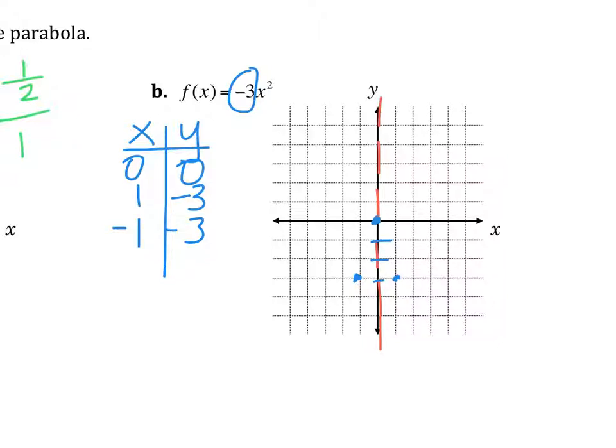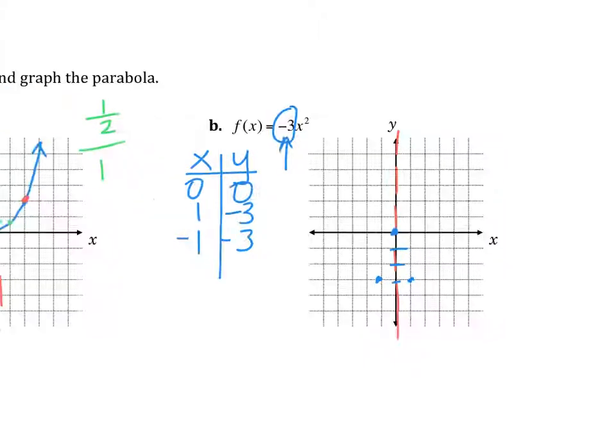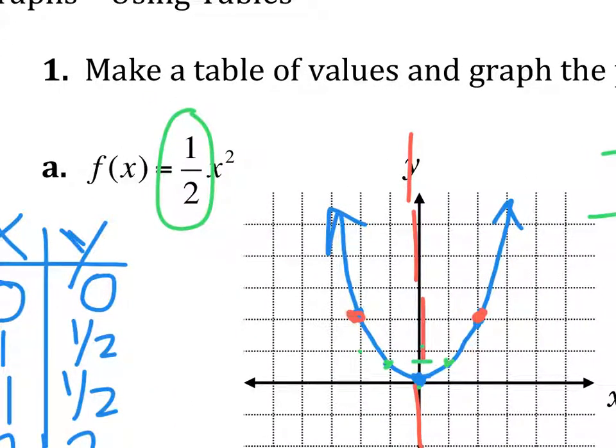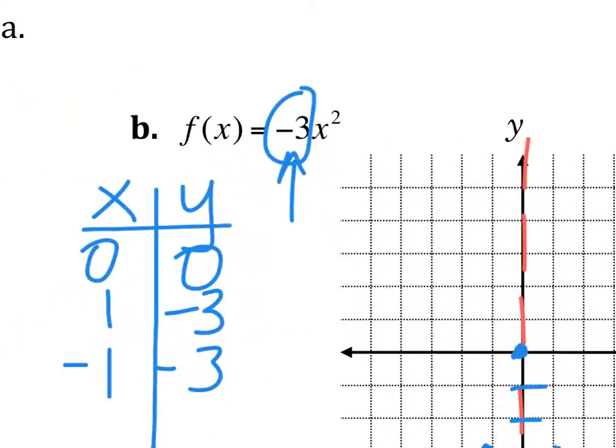Now, because this is -3, not a fraction, we could have gone 1, 2, 3, and over 1. It works when that number is an integer. It didn't work over here as a fraction. You can't do up 1 and over 2, but you can when it's like -3 or +2 or +4, anything like that.